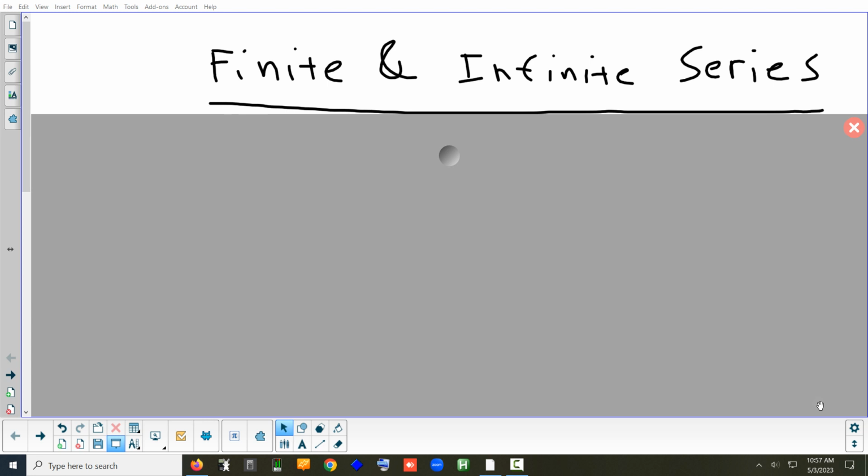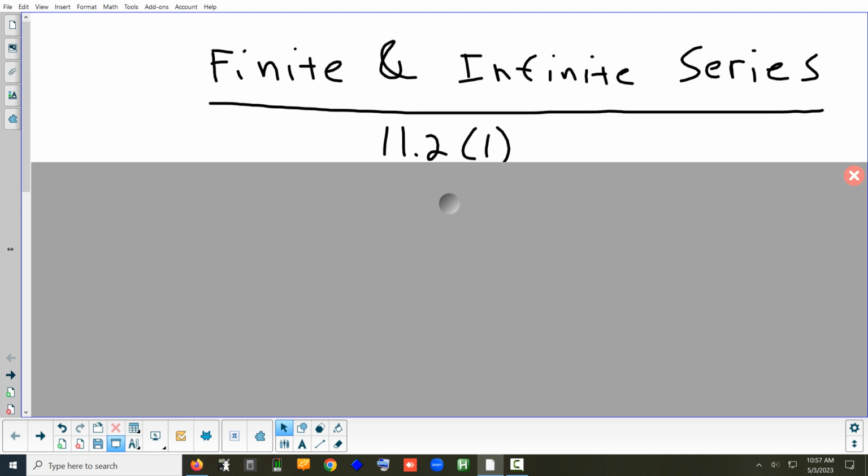So the last section we're going to look at for this week, which will be split into two pieces, is 11.2. And this is on what we call finite and infinite series. The main idea of a series is that now you're not just looking at a sequence, but you're adding up every number in the sequence. That can be a little more challenging. It depends what kind of series we're looking at. But today we're going to focus on a finite series. Next time will be infinite.